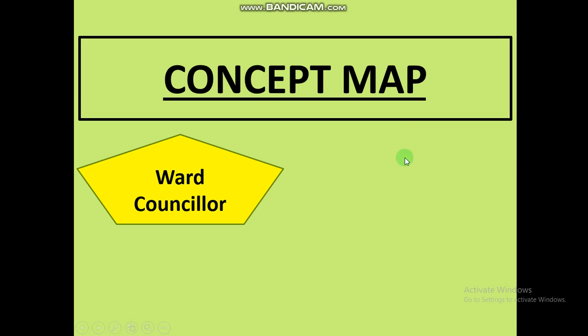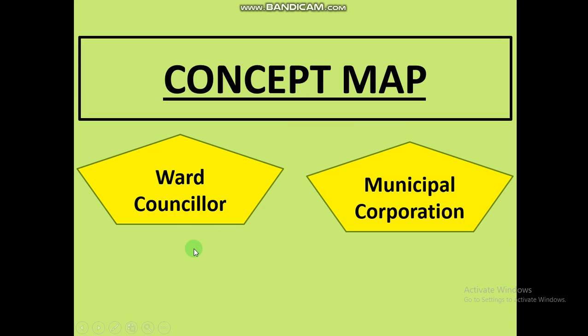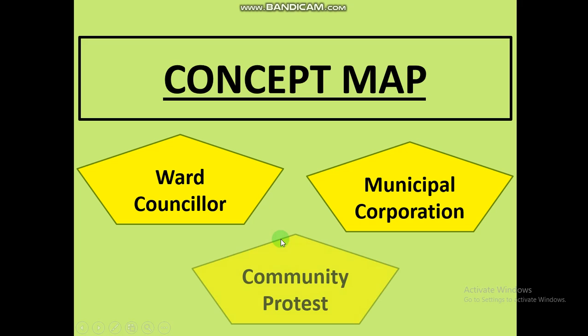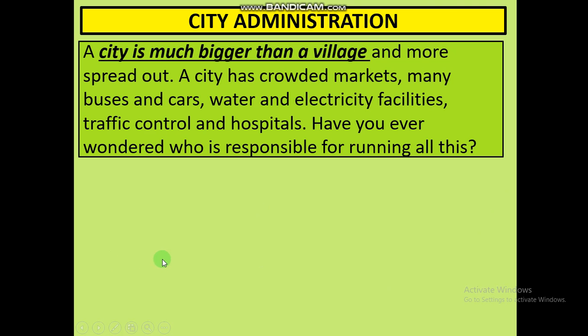The concept map of this lesson goes like this. One is ward councillor, who you will find only in the cities. Municipal corporation, it is an organization of the government that is also found in cities. Community protest is one of the important topics which we are going to cover in this lesson. So let us start the lesson.